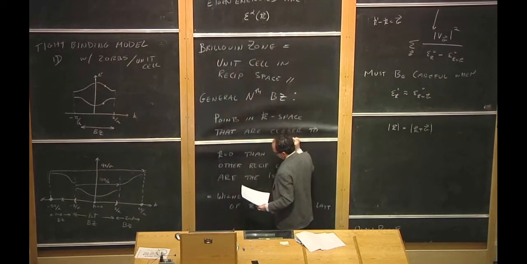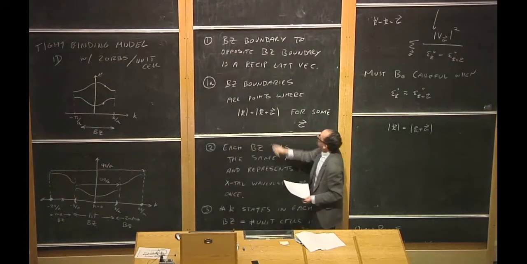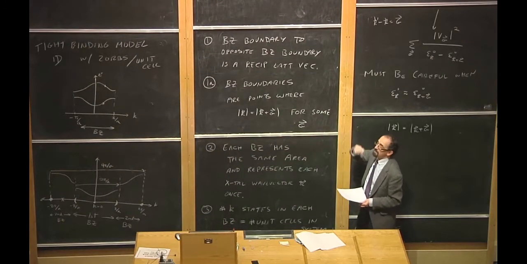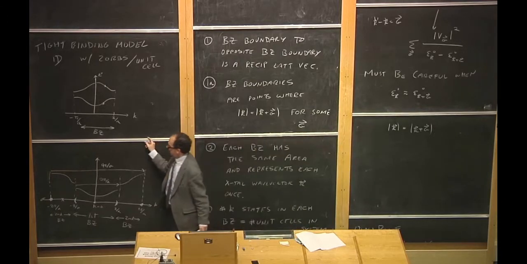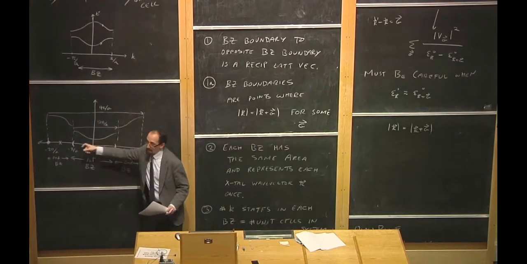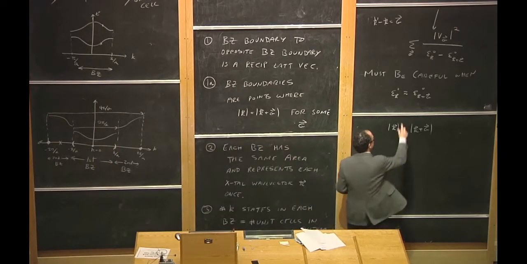You'll remember somewhere here, there it is. It's the condition for being on a Bragg zone boundary. When you're on a Bragg zone boundary, E sub k and E sub k plus g are actually the same. Let's actually draw a picture of that.